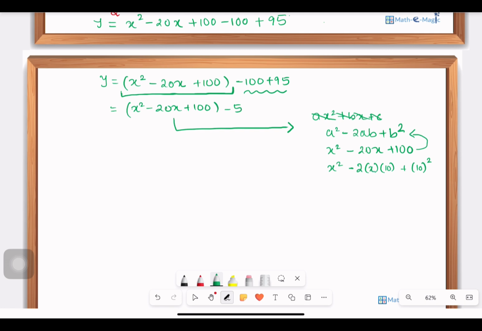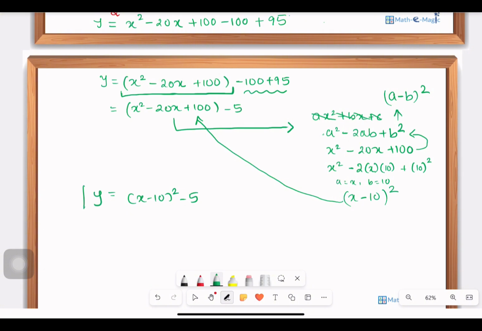Now this is the expansion of a minus b the whole square. Here my a is x and my b is 10. It would be x plus 10, but for us it is minus. So x minus 10 the whole square, as this is the expansion of a minus b the whole square. So I'm going to write this here: that will be equal to x minus 10 the whole square minus 5.